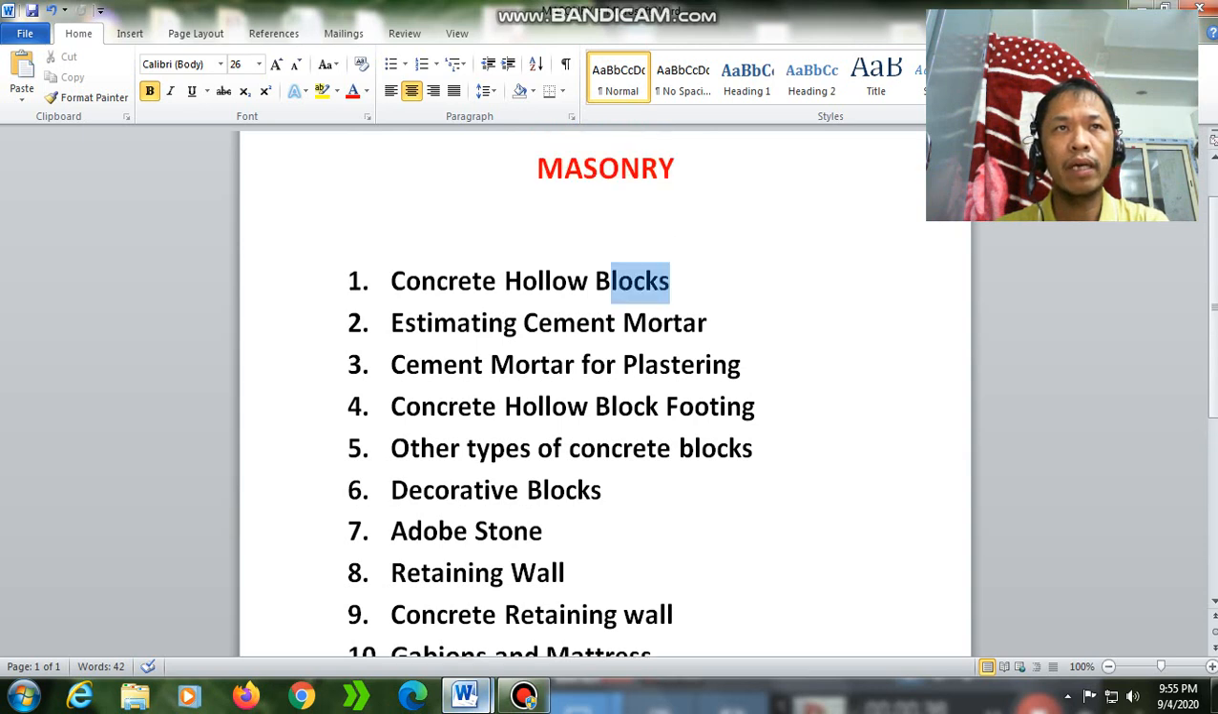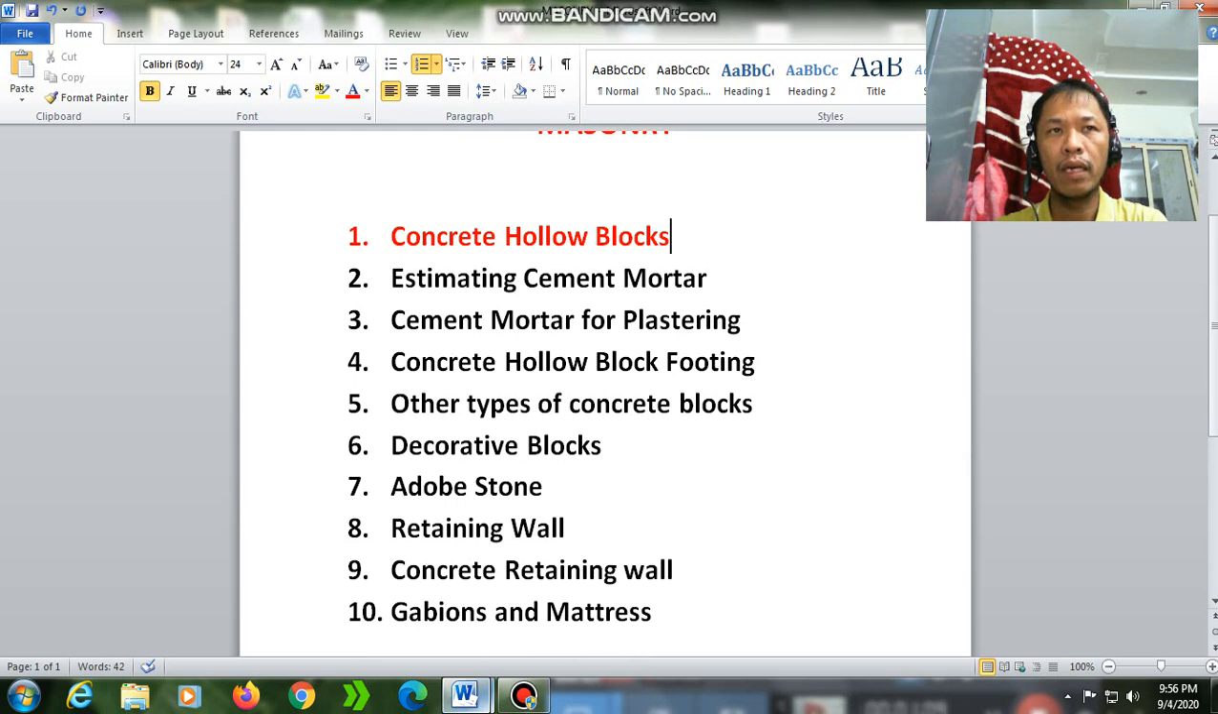We have concrete hollow blocks. We have estimating cement mortar. The third one is cement mortar for plastering concrete hollow blocks, other types of concrete blocks, decorative blocks, adobe stone, retaining wall, concrete retaining wall, and the last one is gabions and mattress.